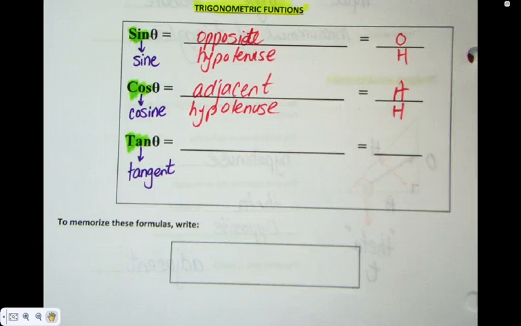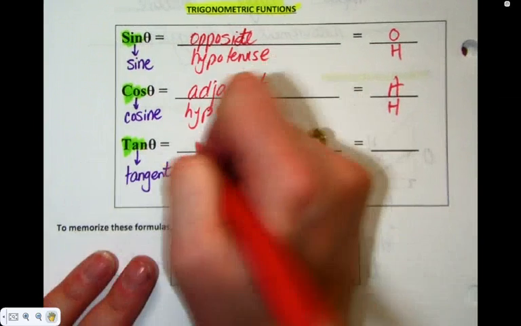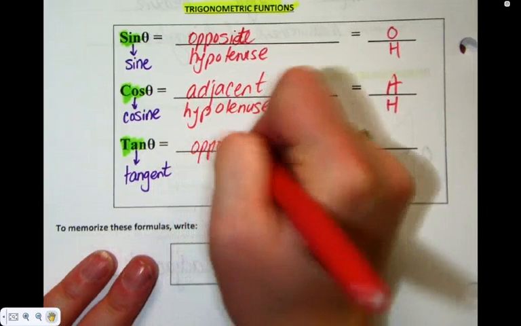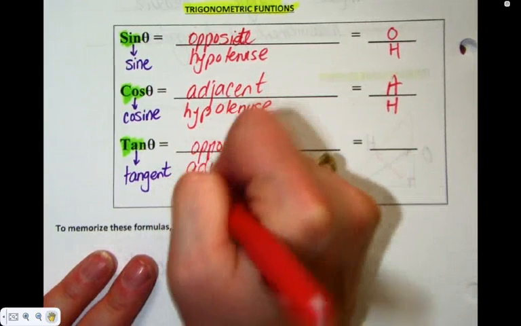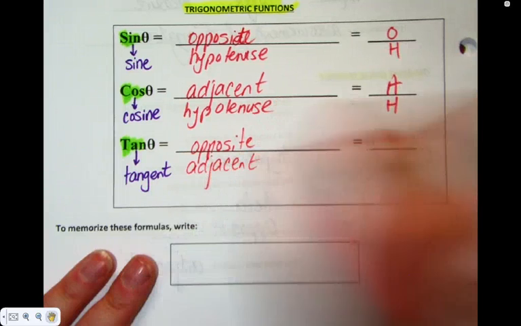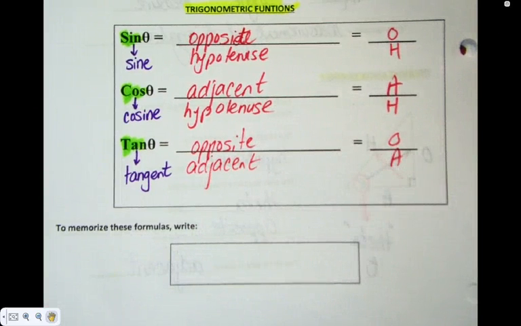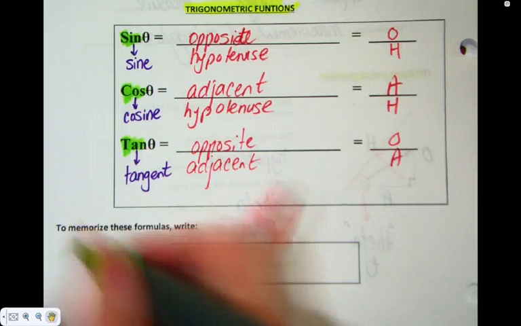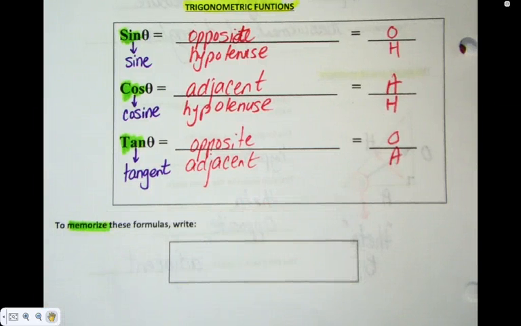And the third trig ratio or trig formula is tan, which is opposite divided by adjacent, or O divided by A. You need to memorize these formulas. They won't be given on a formula sheet. You need to just know them.